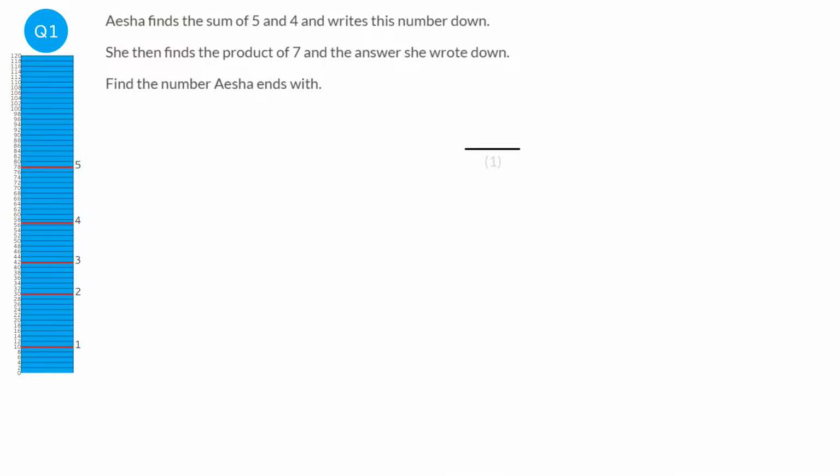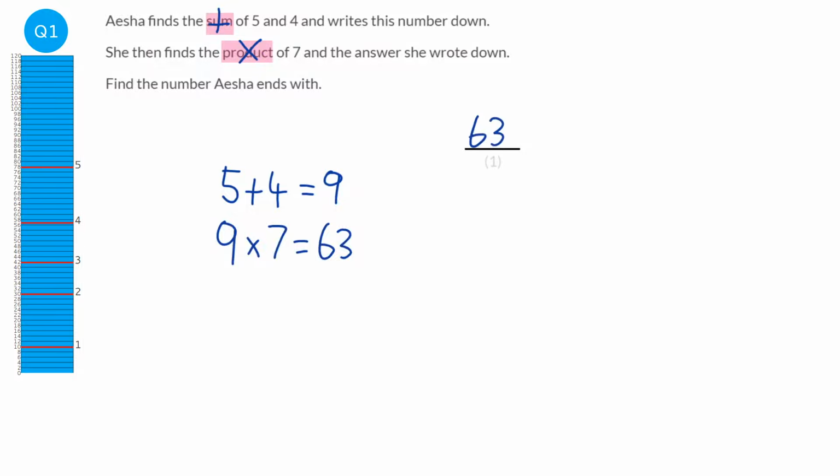Enjoy! For this question, it's really important that we understand what the words sum and product mean. Sum just means add, and product just means times. So we're going to start by adding the 5 and the 4, which will equal 9. Then we find the product of 9 and 7, so we multiply them together. 9 times 7 is 63. So our answer is 63.